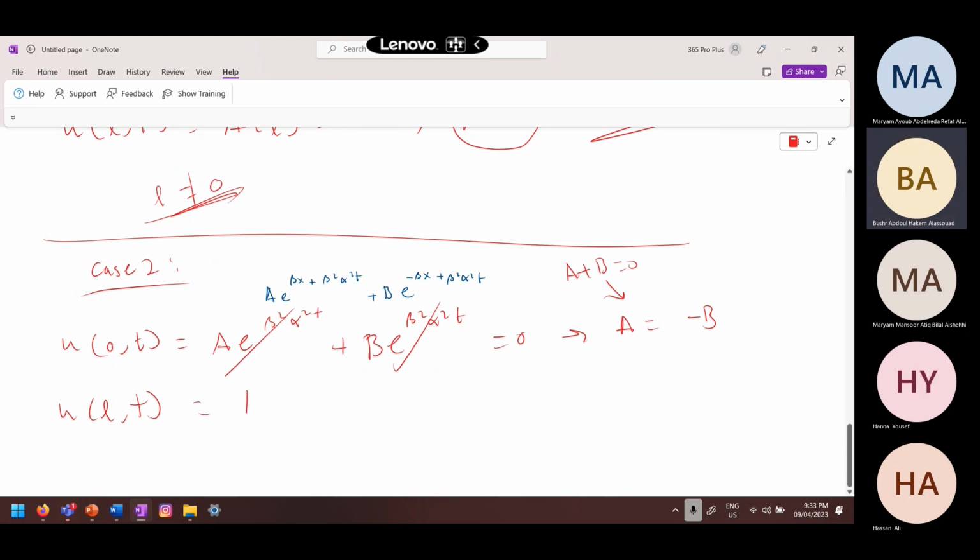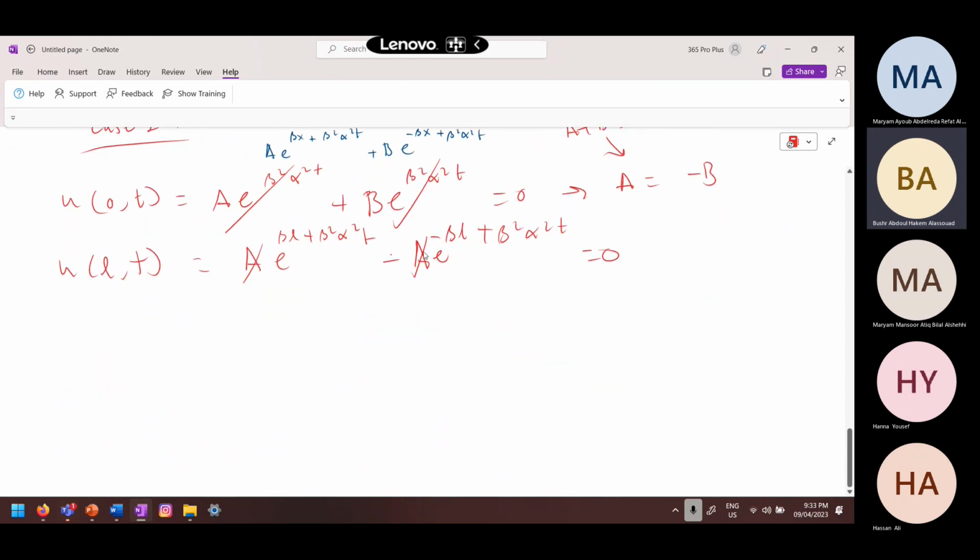you will get that a e to the power beta l plus beta square alpha square t, or instead of plus b, we'll just write negative a, beta l negative plus beta square alpha square t is equal to zero. Now you can see that A can be canceled, but try solving this question. You will not find it solvable. Try solving it without using any method that you like. You'll see that this question is unsolvable.